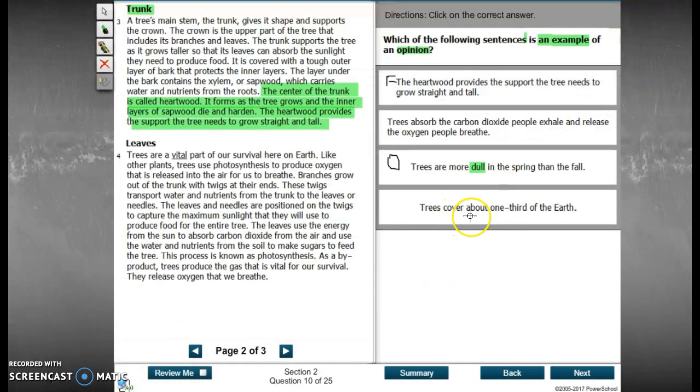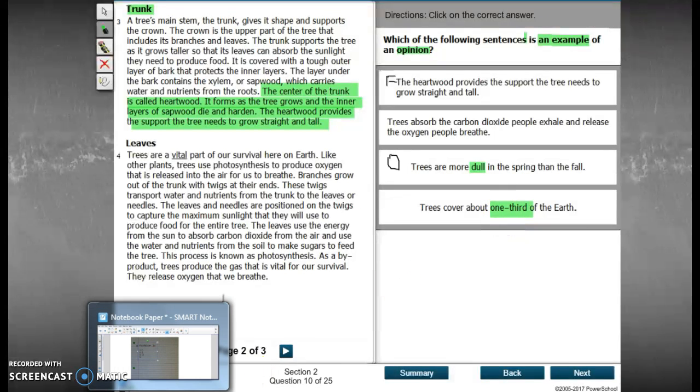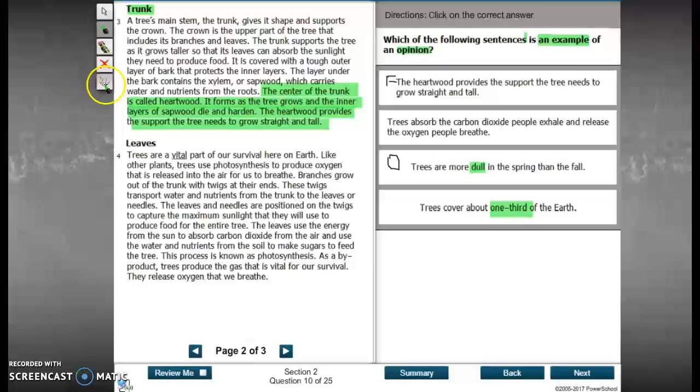Last one: trees cover about 1/3 of the earth. So ask yourself, is that a fact or an opinion? I see a measurement. Trees cover about 1/3 of the earth. That is a fact. Just because it's an estimate doesn't mean it's not a fact. Okay, so if you saw that word about and thought it was an opinion, no, it is a fact. It's about 1/3 of the earth. It can be proven. They have counted the trees. They've measured the earth. Okay, it can be measured and proven. It's a fact. So again, you can use your pencil tool, label it fact here.